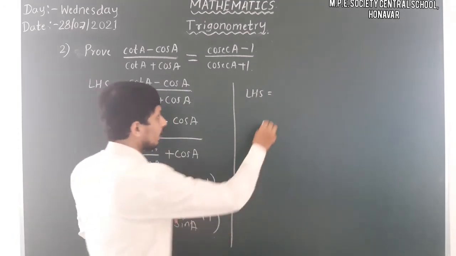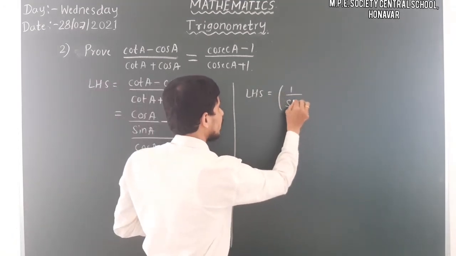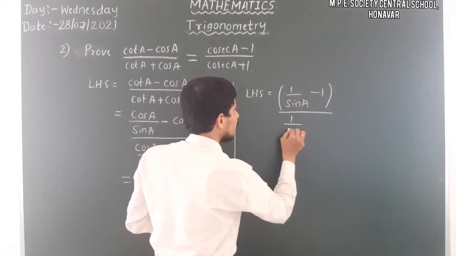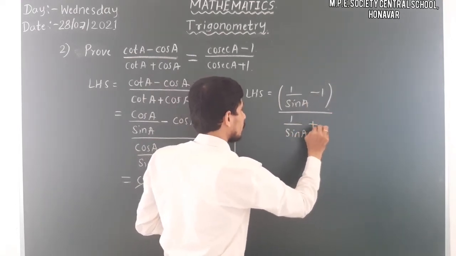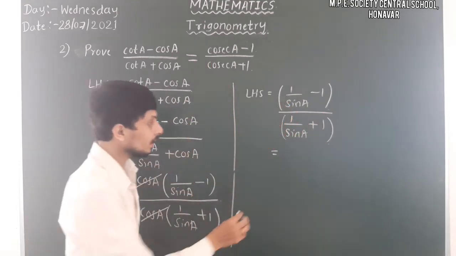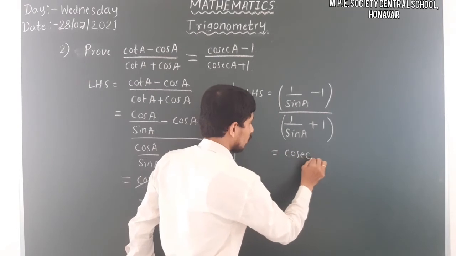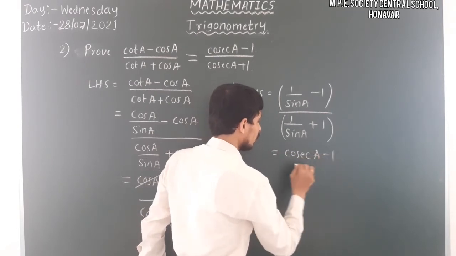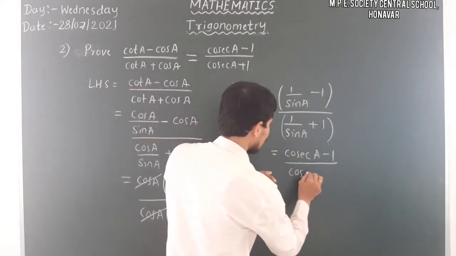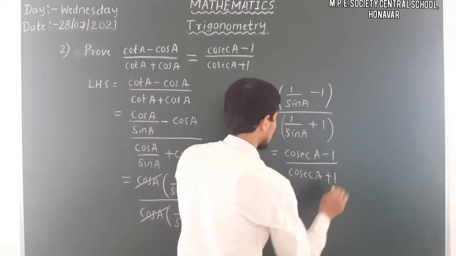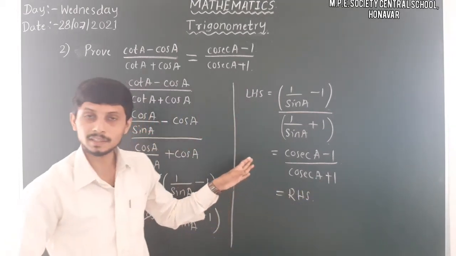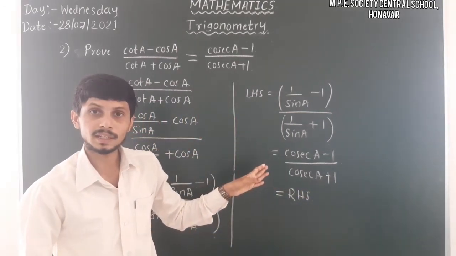Then here we have 1 by sine A minus 1, divided by 1 by sine A plus 1, which is equal to: 1 by sine A is nothing but cosec A, minus 1, and divided by, here again 1 by sine A is nothing but cosec A, plus 1. It is nothing but RHS. Just observe it, we can get it easily.